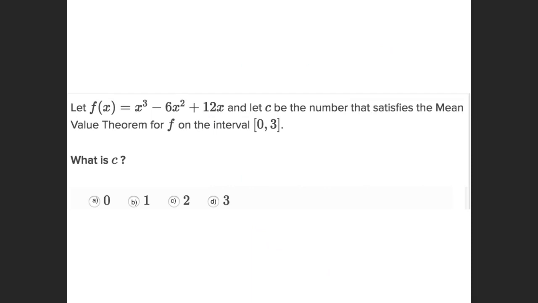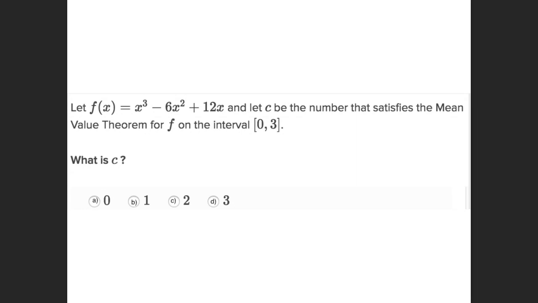One more for you to try, and then we're going to do an AP type question off of this. So this one says x to the third minus 6x squared plus 12x, and it wants you to find C to be a number that satisfies the mean value theorem on the interval from 0 to 3. Okay, so what is C?